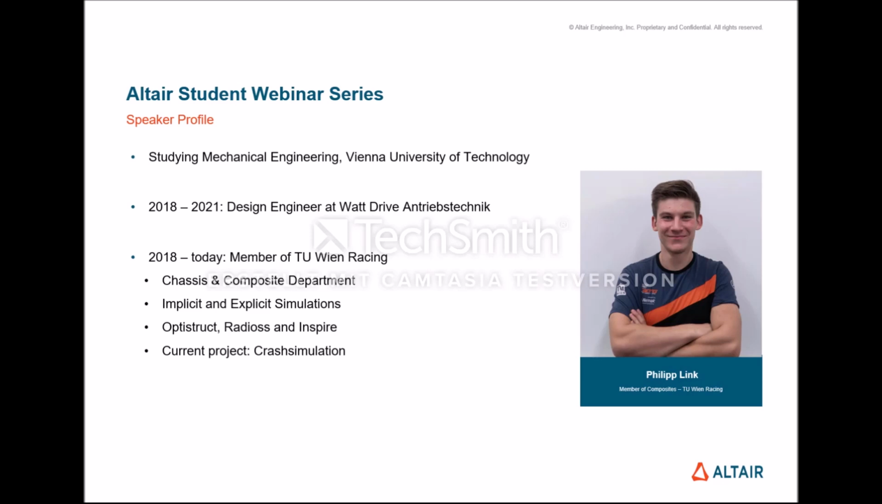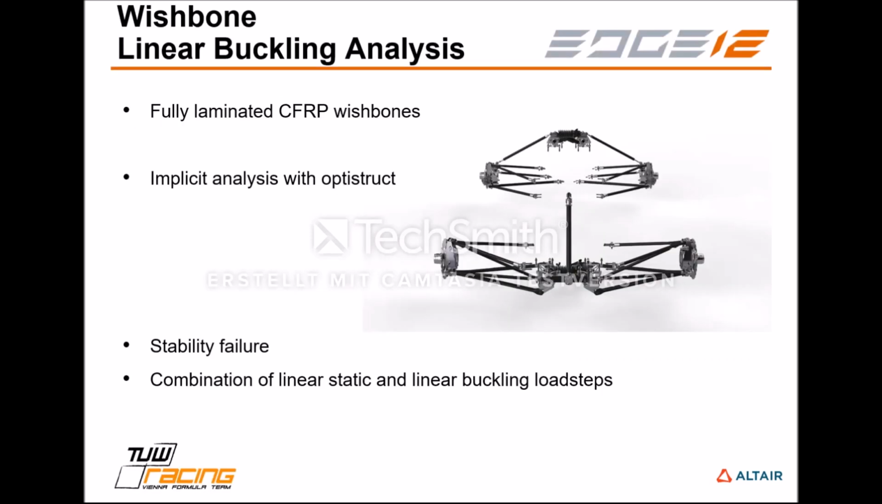Now we're going to take a closer look at a simulation very relevant to our suspension department. I'm talking about linear buckling analysis of our fully laminated carbon fiber wishbones. During the development process of our wishbones, we do multiple implicit analyses with OptiStruct, and for this session right now, we're going to focus on the stability failure resulting in buckling of those hollow wishbones. And the key step here is the combination of a linear static and linear buckling load step, which is needed to perform a linear buckling analysis.